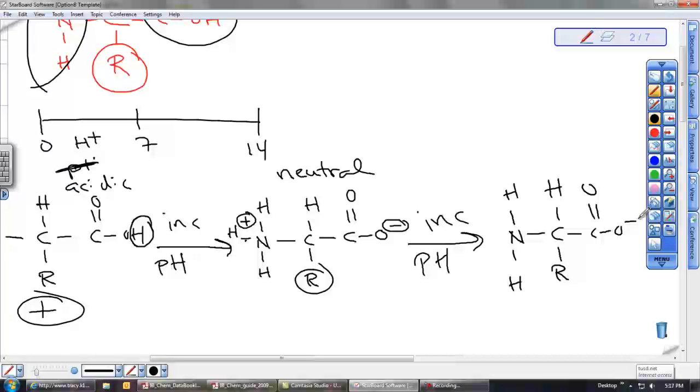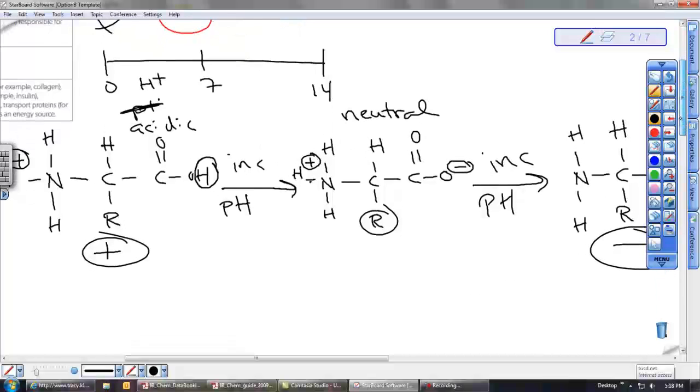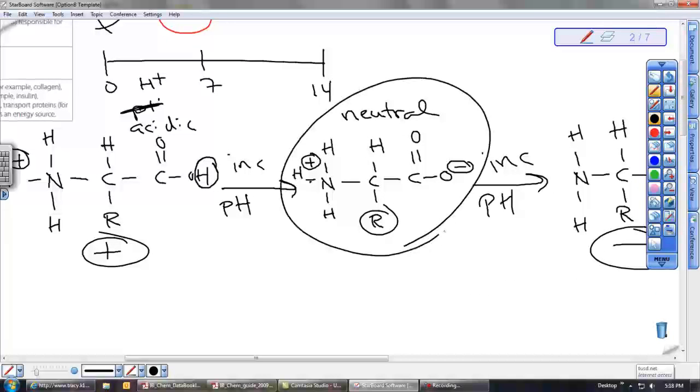What's the net charge on this one? Now notice, high pH, net negative charge. Low pH, net positive charge. In the middle, neutral. You understand? The pH at which the amino acid is neutral is known as PI, isoelectric point.